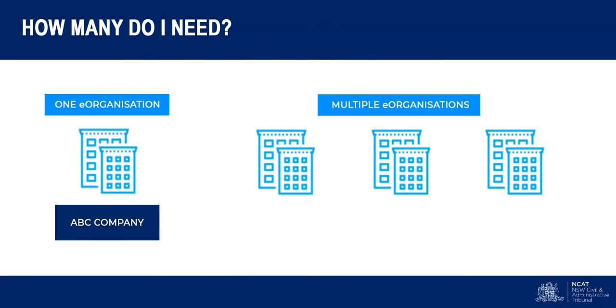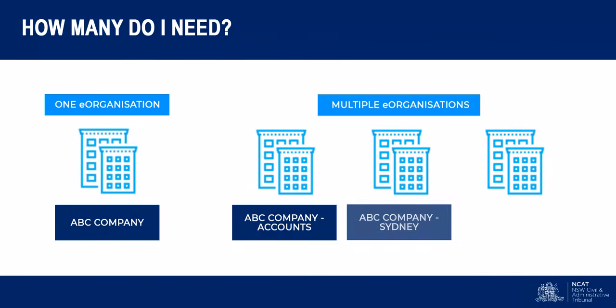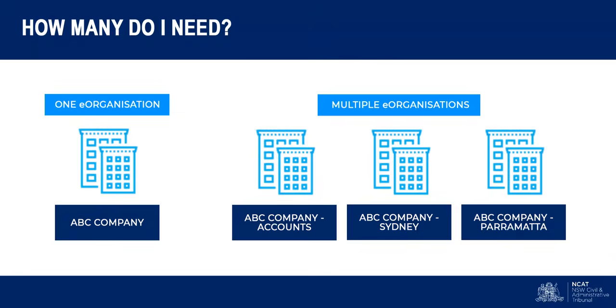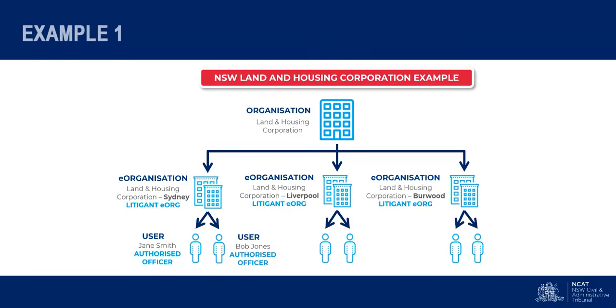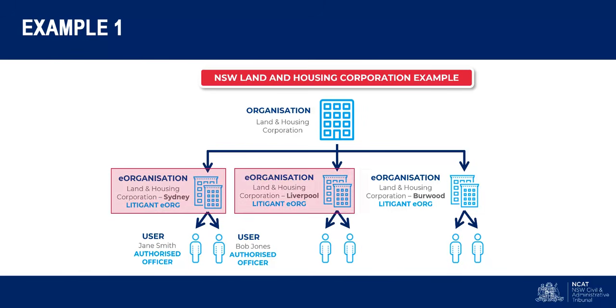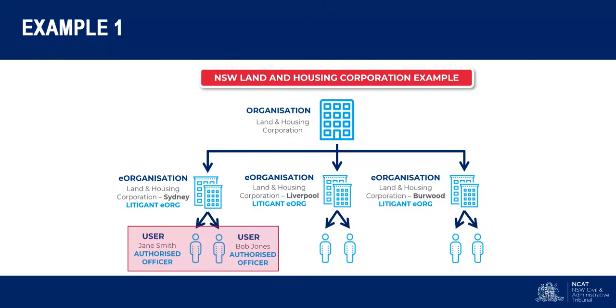For example, an e-organization for each department, i.e. accounts, legal, or office location, i.e. Sydney, Parramatta. This is an example that could be used for the New South Wales Land and Housing Corporation. An e-org could be created for each location or function, and each location would have authorised officers. Government organisations do not have delegates.